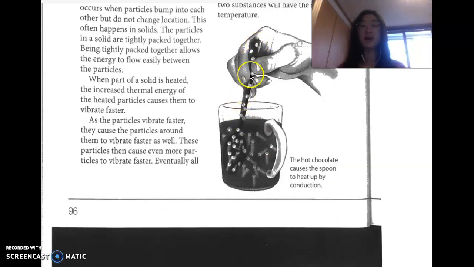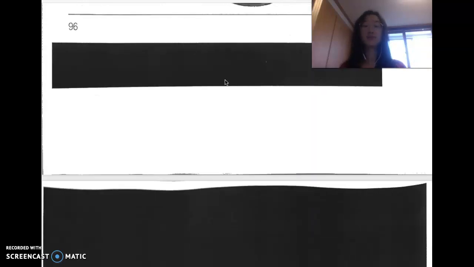So you have the metal spoon inside the hot chocolate. First, the hot chocolate is obviously hotter, but then as the particles in the hot chocolate start to vibrate and it bumps into the particles in the metal spoon, they will transfer the energy. And then the particles in the spoon will start to vibrate faster, making the metal spoon heat up. Okay? You might have noticed this when you're stirring something, or if you accidentally left a metal spoon inside a hot drink, the next time you touched it, it might have been warmer, right? So that is conduction happening.